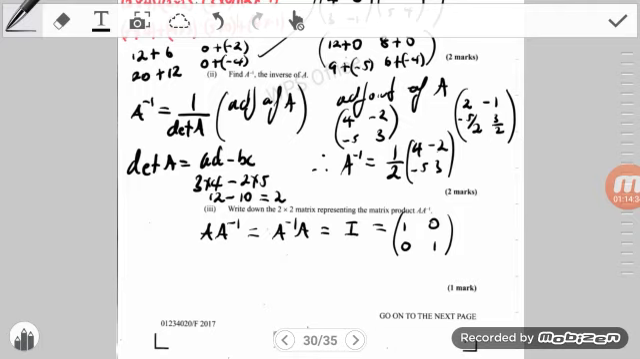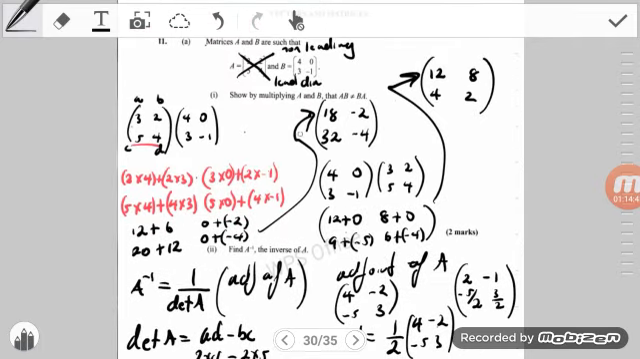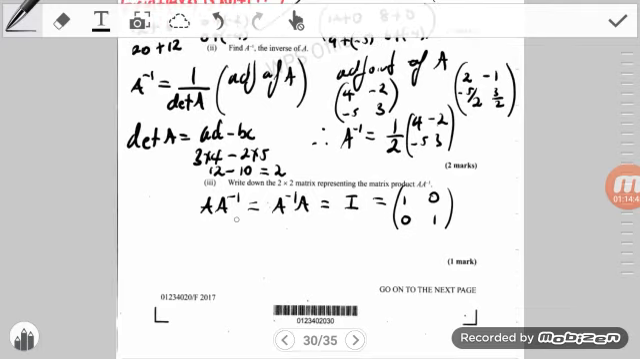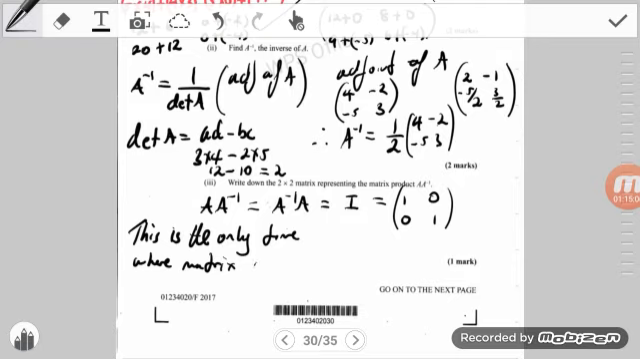And I wanted to mention this earlier to you when I was working this out up here, the product up here. I wanted to mention to you guys that this is the only time that matrix multiplication is commutative. Let's write that down. This is the only time where matrix multiplication is commutative. And what does this mean?